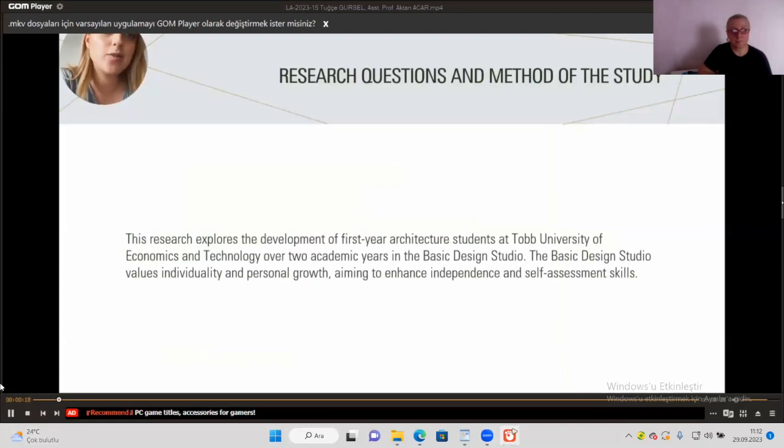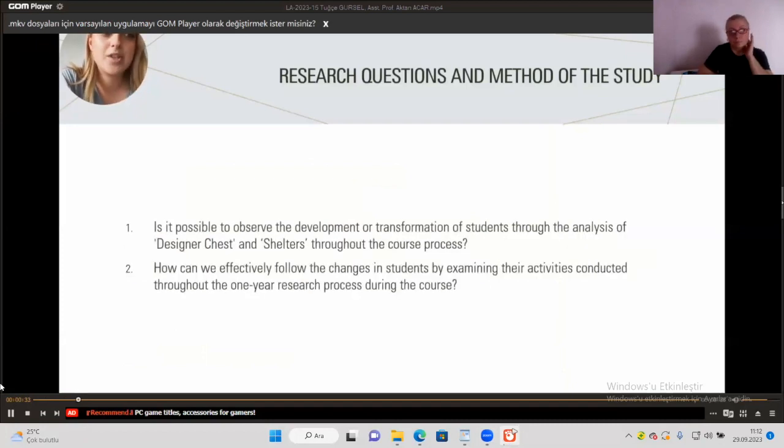The Basic Design Studio values individuality and personal growth, aiming to enhance independence and self-assessment skills. The research method involves weekly analysis of designer chest content and its relationship with shelter, tracing changes over time. Shelters are created in Minecraft Education Edition, offering a self-organization space for students to gather and review experiences.